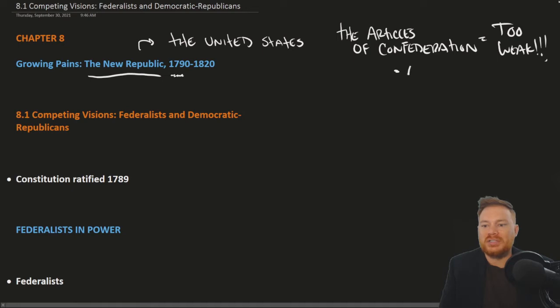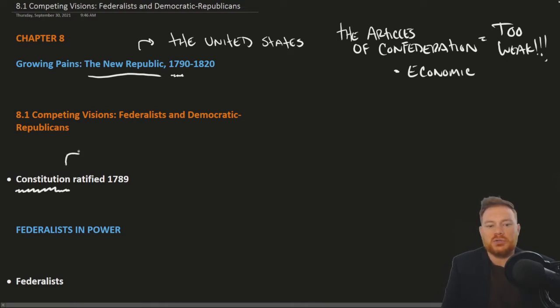One big one was the economic issue. There were a number of things that the Articles government essentially couldn't do, and that caused many of the leaders of the nation to meet in Philadelphia to create a new national government. And what came out of that was simply the Constitution.